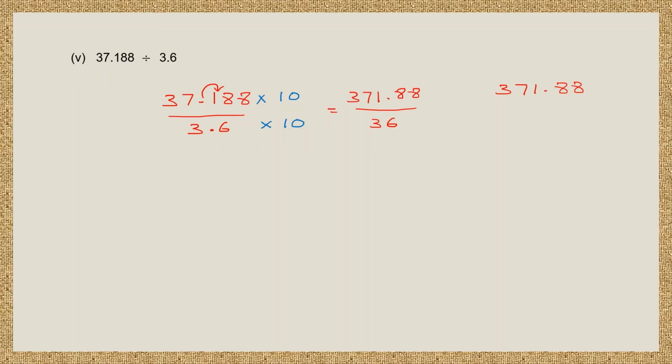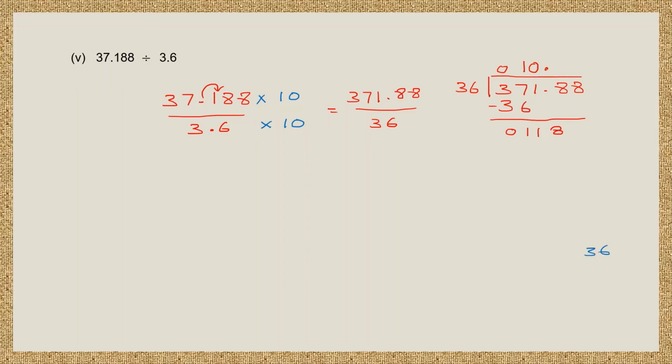371.88 divided by 36. Now I have 37. 36 ones are 36, minus, 7 minus 6 is 1. Here I bring down 1. 11 is smaller than 36, so I put a 0. Then I carry this point up. I bring down 8. So my number is 118. Shall we try the tables of 36?